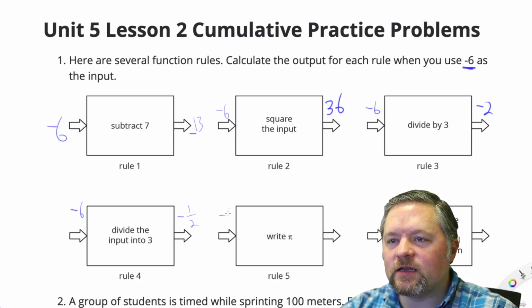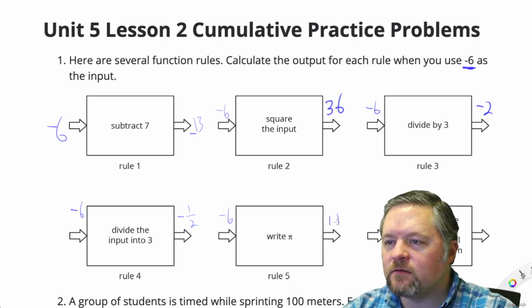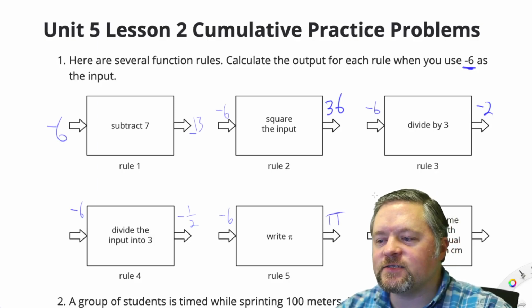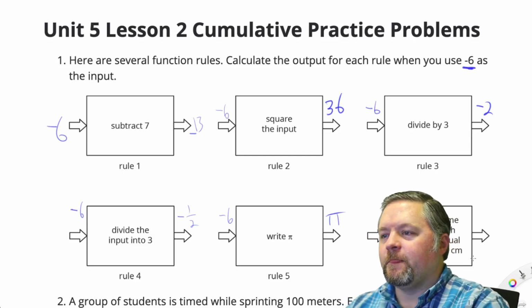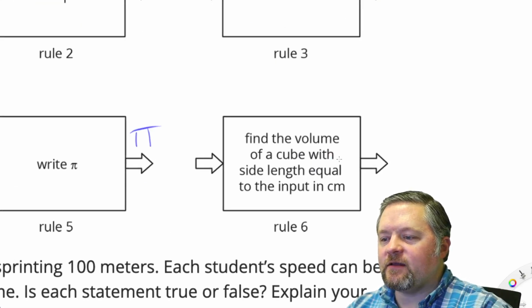If we plug in negative 6 and it tells us to write pi, we plug in negative 6 and we get out pi.